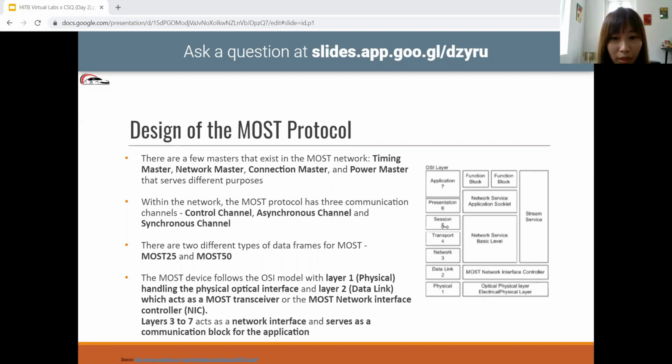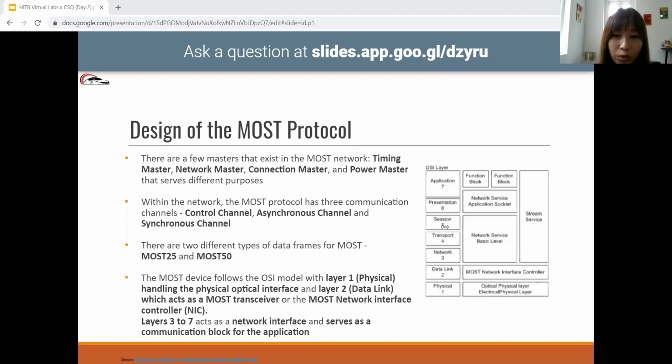So MOST itself actually uses layers 1 to 7. For those of you who are probably new to networking, the OSI layer defines your networking structure. For layer 1, the physical layer, it supports your physical medium, which is your physical optical interface, or the electrical interface for MOST 50. And the data link layer acts as a MOST transceiver, where you have your NIC, your network interface controller.